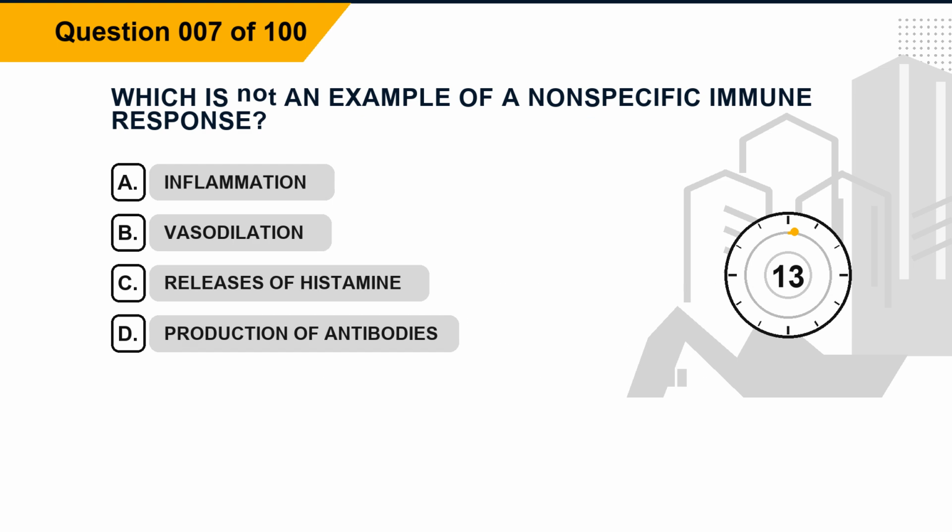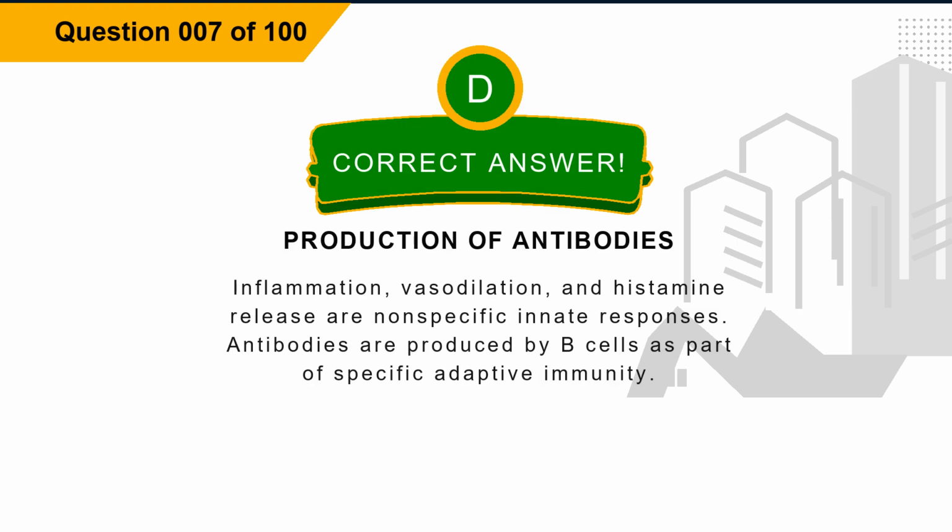Question 7. Which is not an example of a nonspecific immune response? Option A, inflammation. Option B, vasodilation. Option C, release of histamine. Option D, production of antibodies. The correct answer is option D, production of antibodies. Explanation. Inflammation, vasodilation, and histamine release are nonspecific innate responses. Antibodies are produced by B cells as part of specific adaptive immunity.